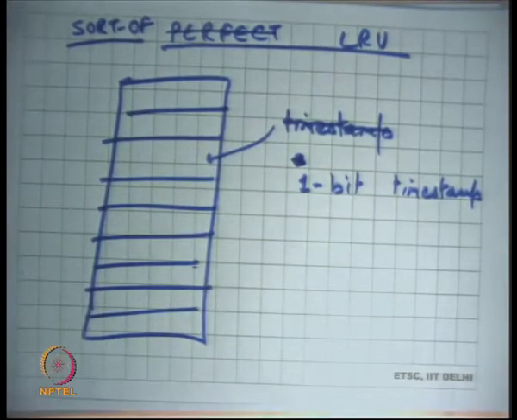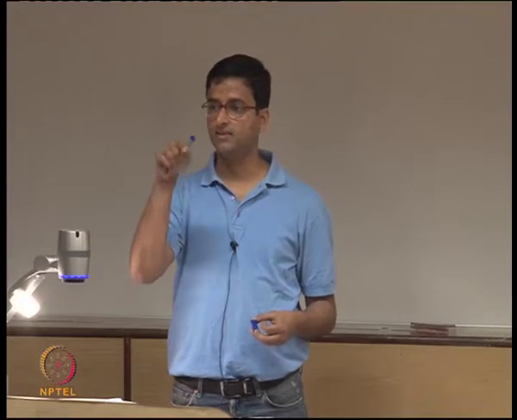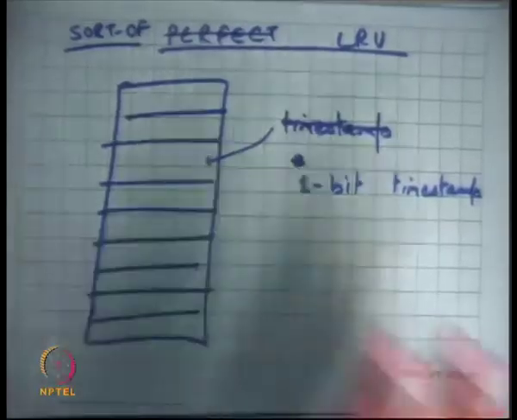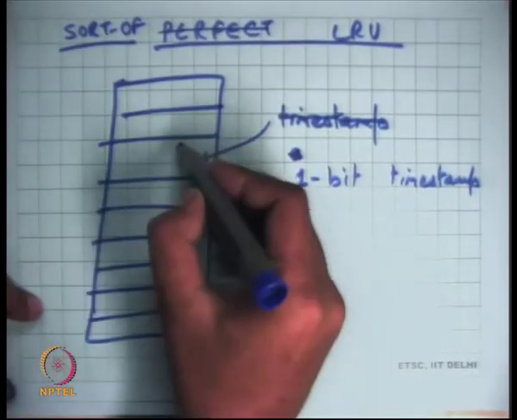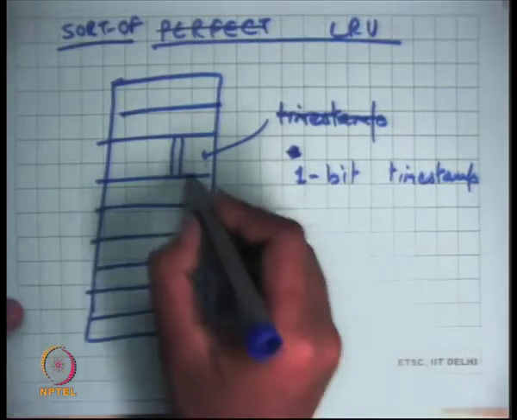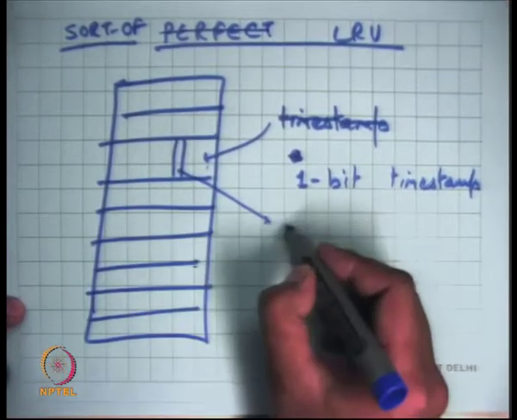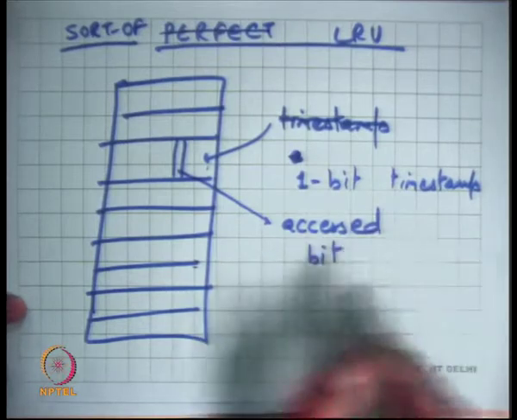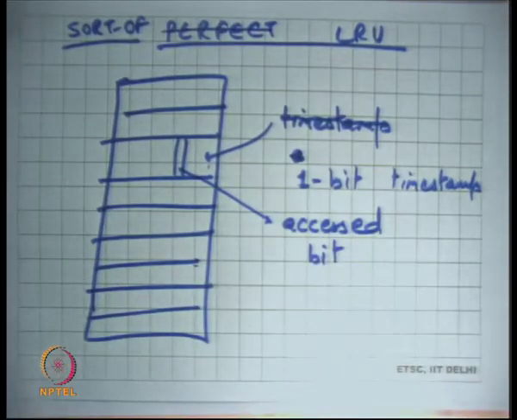So instead of a timestamp that's likely to be a very long timestamp, let's just have a 1-bit timestamp, and the timestamp is going to say whether this page has been accessed recently or not. So basically the idea is that there's just 1 bit inside this page table entry. This bit is called the access bit, which says whether this page has been accessed or not.